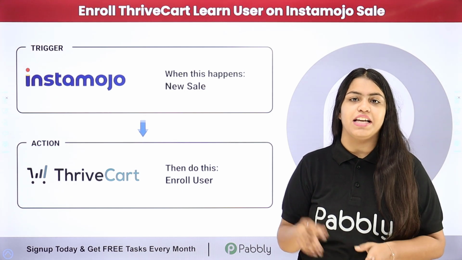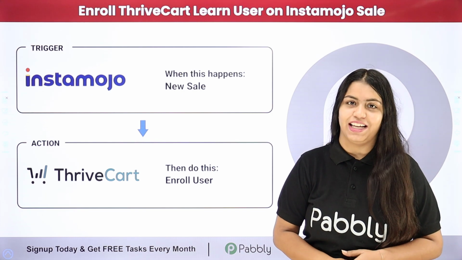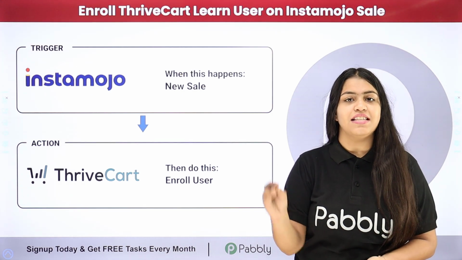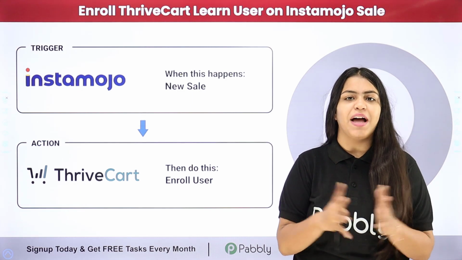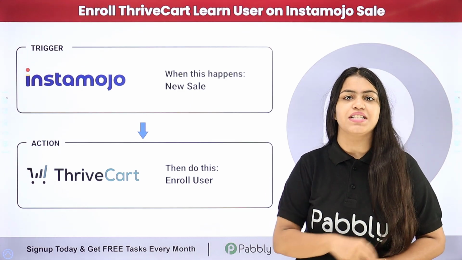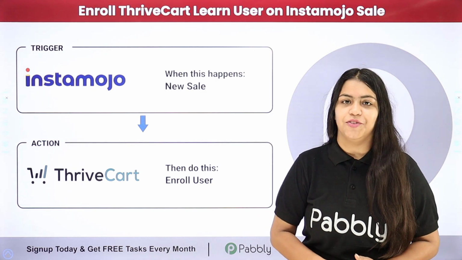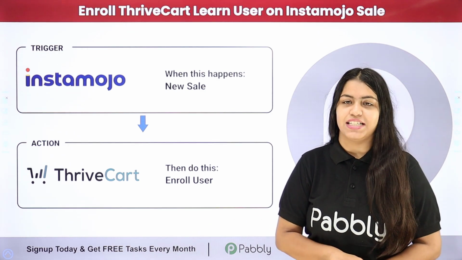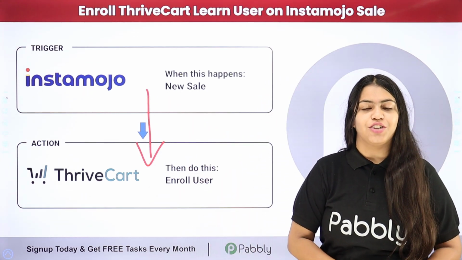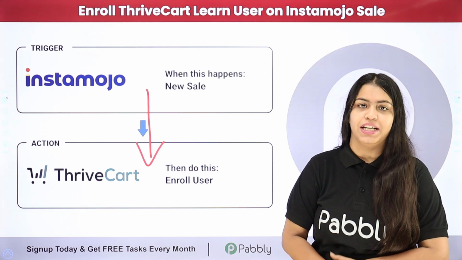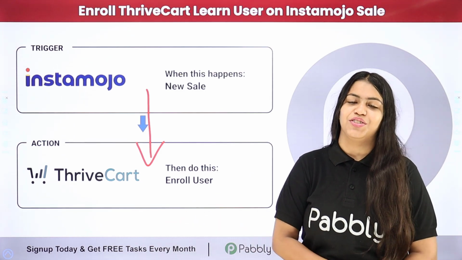So here I'm running an Edutech company and we use Instamojo to sell our courses online. So now what I want is that as soon as someone purchases my course with the help of Instamojo, automatically that customer should be enrolled into that course in my ThriveCart account without any manual efforts. So to do this, we are going to create a connection between Instamojo and ThriveCart. To create this connection without knowing any programming or coding language, we are going to use Pabbly Connect. It is an amazing automation software.